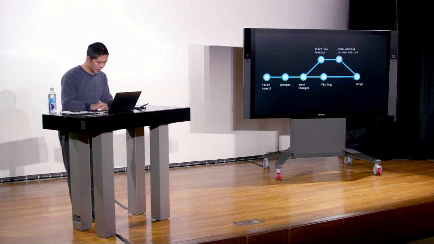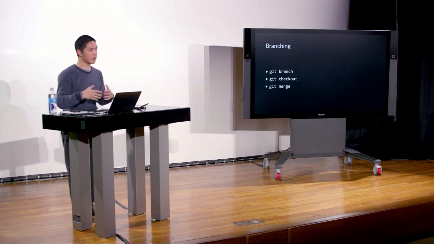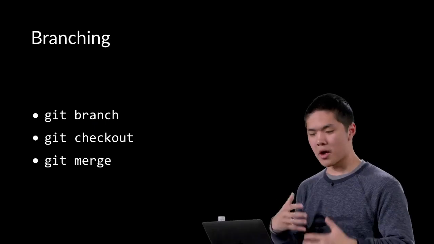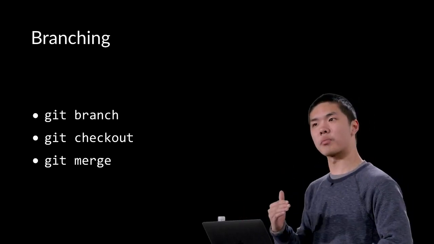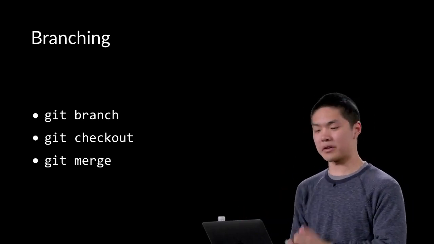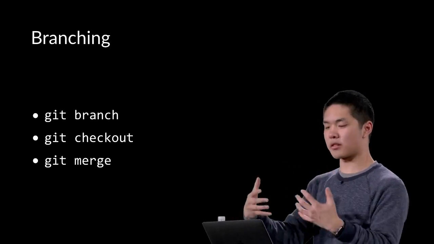OK. A couple other topics just to talk about briefly. So these were sort of the key commands that we were using when it comes to branching in Git. Git branch, if we don't have anything after it, just shows us all of the branches that we currently have. If we have git branch followed by the name of a branch, that creates a new branch.